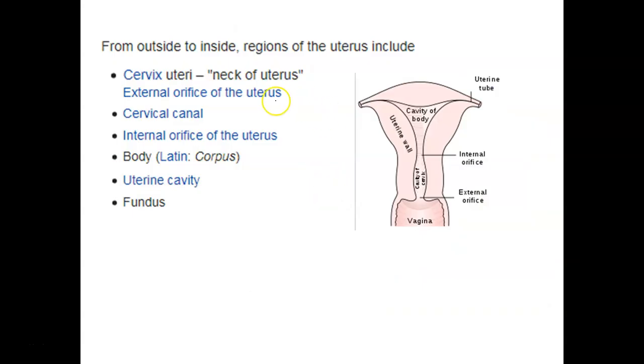So here again, the cervix, from outside to inside, we start from here. What are the structures from outside to inside? The cervix part has first the external orifice, then the cervical canal, then the internal orifice, and that is the cervix of the uterus over. Now the body, and this body has the uterine cavity, okay? And then the fundus part, dome-shaped part. So these are the main important parts of the uterus.